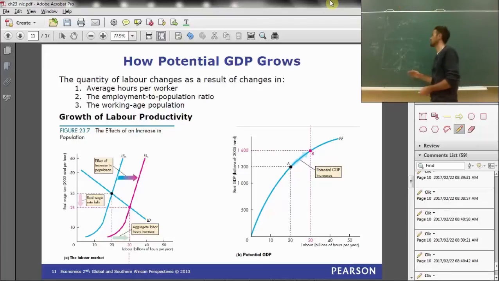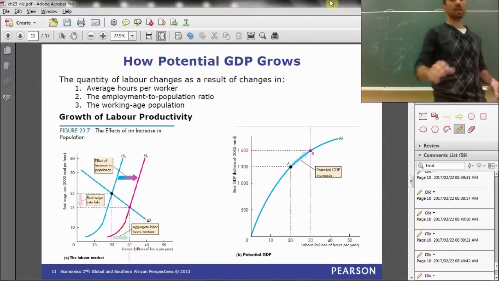And then the textbook just sort of details why we would expect the labor supply curve and why we would expect the labor demand curve to move, and talks about that in slightly more detail.